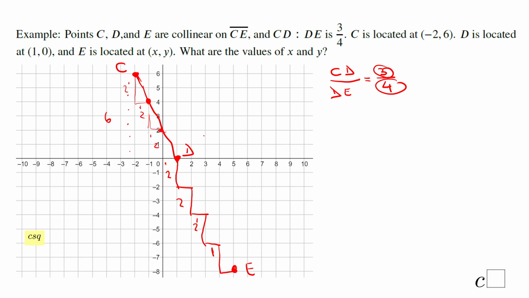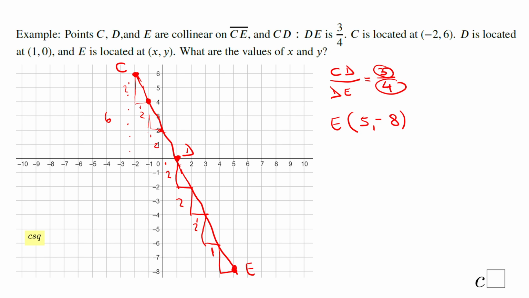Now I can connect, hopefully doing a decent job. Use a ruler, by the way. This is point E, which is located at (5, -8). We don't have to do any algebra, just the graphical way works fine in this case. Hopefully you don't get anything super complicated where you have to do a lot of algebra.